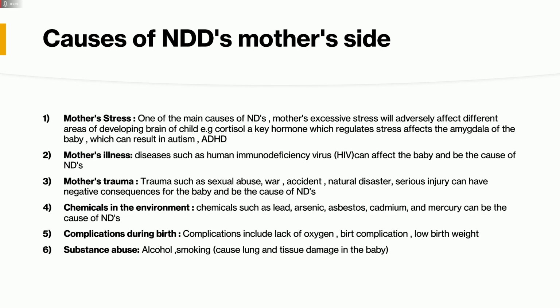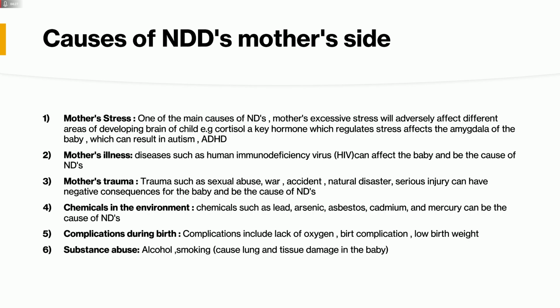When the child is in the womb of the mother, the development of the brain of this child will be affected. For example, cortisol is a key hormone which regulates stress, and it affects the amygdala of the baby. It means that the amygdala of the baby will not be able to develop normally, which can result in autism and ADHD. Number two is the mother's illness. If a mother has HIV or some other disease that can affect the development of the baby, it can be the cause of neurodevelopmental disorders.